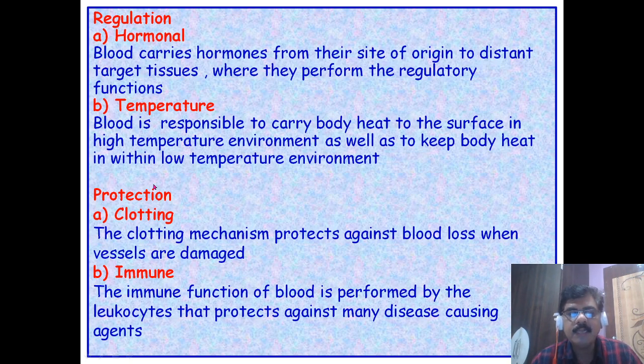Blood also helps in protection. In protection, first is clotting. For clotting purposes, the blood platelets are helpful. The clotting mechanism protects against blood loss when the vessels are damaged. And in immune function, the B cells and the T cells protect our body from foreign particles by cell mediated immunity and humoral immunity.